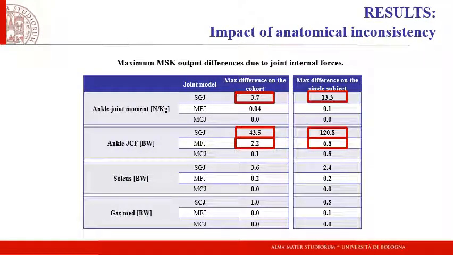To better understand the impact of anatomical inconsistency, we may compare the maximum differences between musculoskeletal output with and without considering joint internal forces. In theory, these differences should be 0, but clearly they are not, and in general they are higher the lower the personalization level of the model.